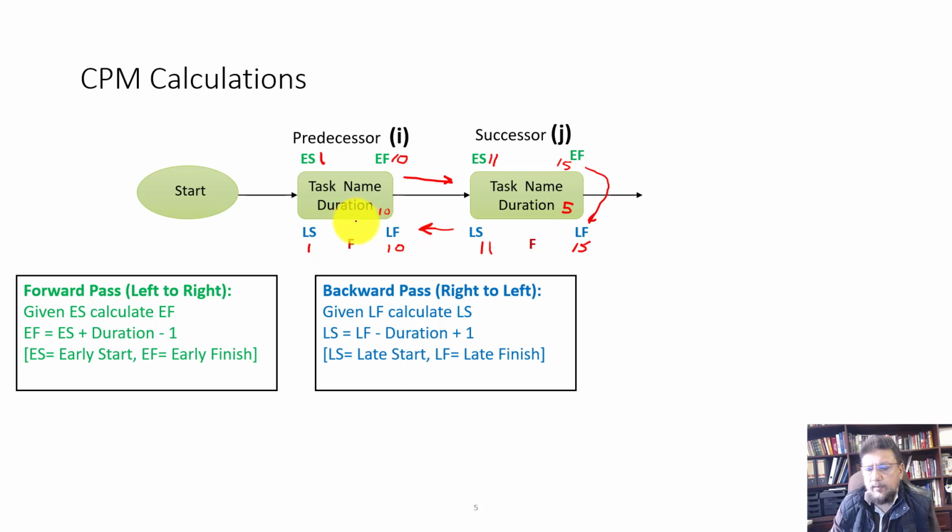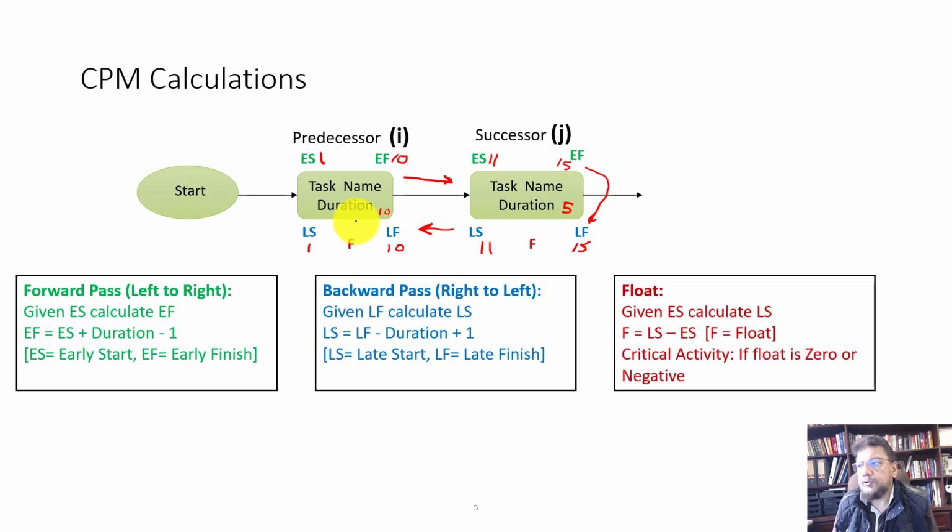The last step in this process is to calculate the floats. The float is simply the difference between the late start and the early start. In this case, late start minus early start is 0, so the float here is 0. And the float here is 11 minus 11, and that's also 0. So that's it. It's 3 steps: you do the forward pass, the backward pass, and then you do the floats.